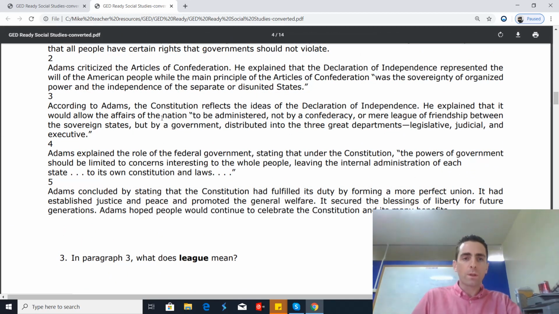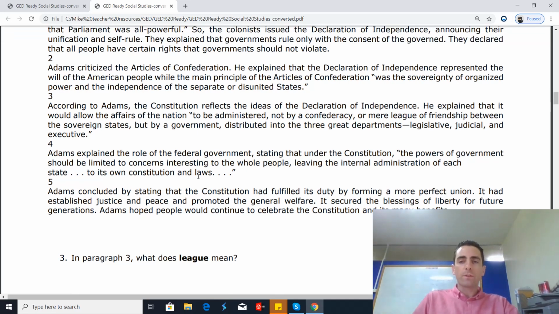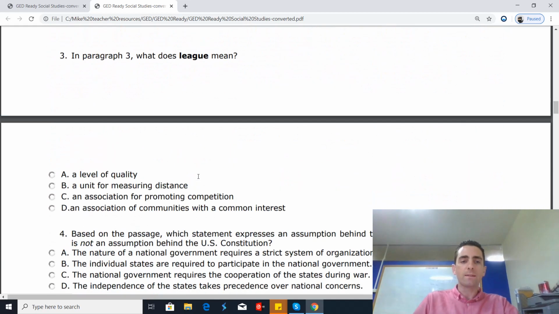He explained that it would allow the affairs of the nation to be administered not by a confederacy or a mere league of friendship between the sovereign states, but by a government distributed into 3 great departments, the legislative, the judicial, and the executive. Okay, so I think it is D there. League means an association of communities with a common interest.